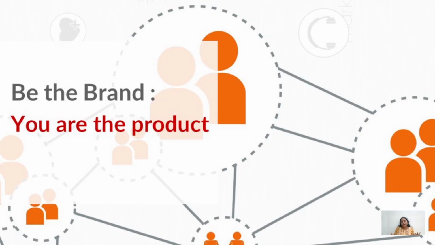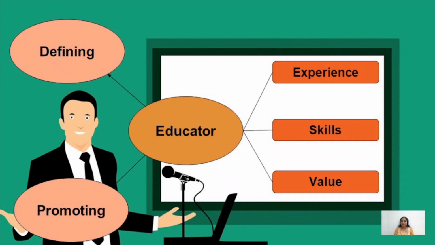And how are we going to do it? This is we in the classroom, the educator. If you look at the first circle, it says define. So the educator has to define himself or herself. The educator has to promote himself or herself. And what are we going to define? That is what I'll be telling you in the coming slides. How are we going to promote? That is again something which I'll be discussing with you in the next few slides.